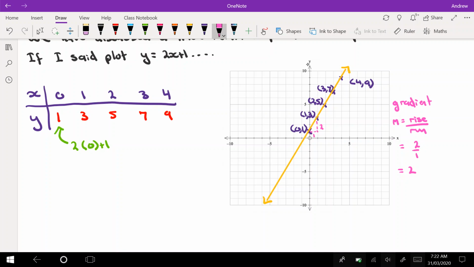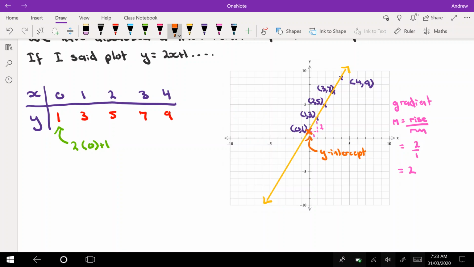There's also one other important piece of information that my line will tell us, and that's where I cut the y-axis. Remember, the y-axis is this line here, my vertical axis there. Okay? And so where do I cut the y-axis? At what point of y do I cut the y-axis? Well, it's this point here at 0, 1. And I call this my y-intercept.